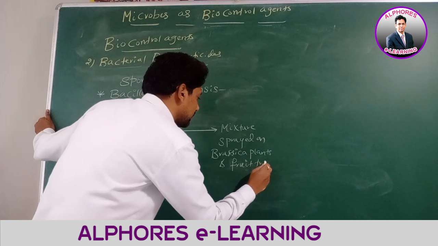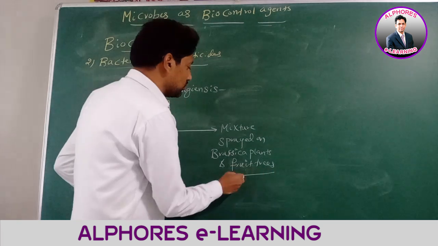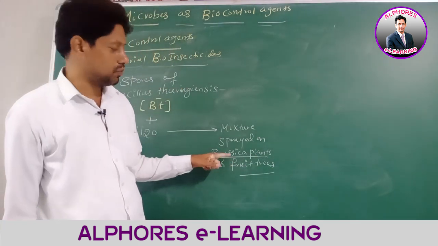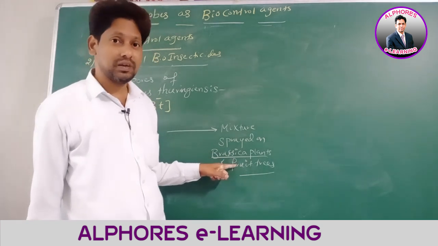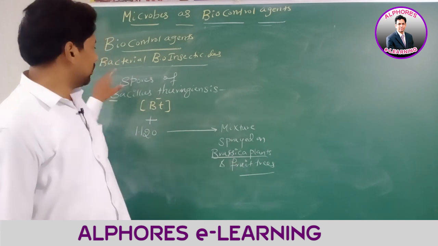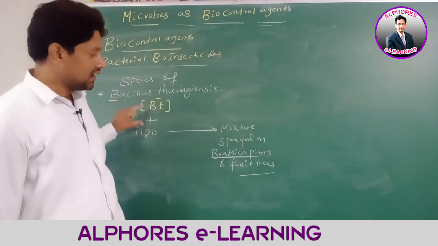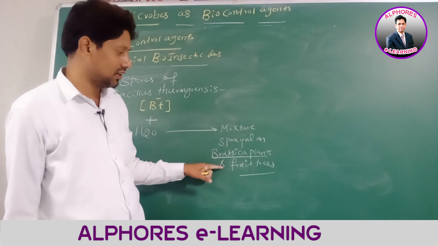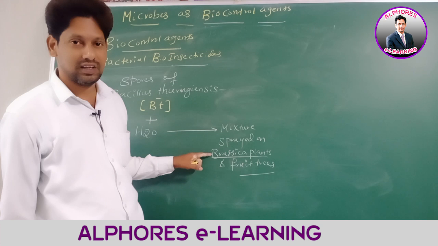fruit trees. Sir, why only these two? Brassica plants and fruit trees? Because generally brassica plants and fruit trees are attacked by caterpillars of butterfly. Is this statement okay? Therefore, spores of Bacillus thuringiensis mixed with water, and this mixture is sprayed on brassica plants and what, sir? Fruit trees. It means now this mixture is on the plant, yes or no?